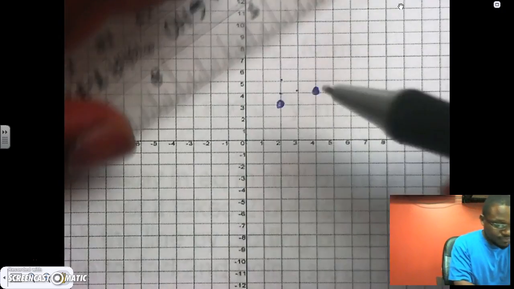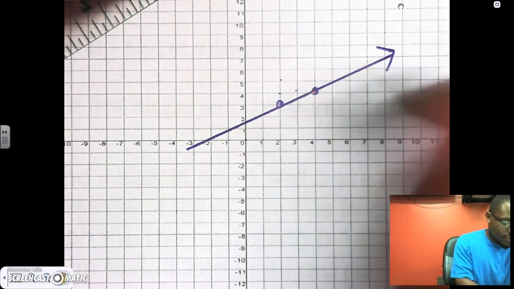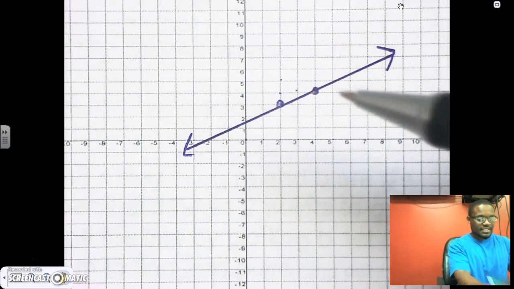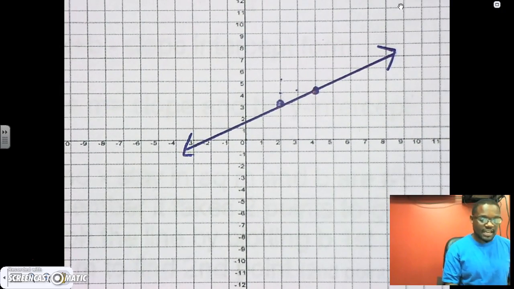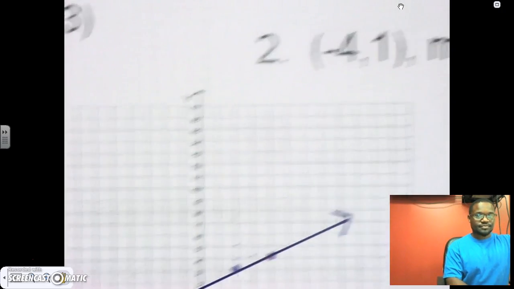But oh well. Once you come up with that, then you don't connect the dots, but draw a line through. A line doesn't stop at the dots. That's a segment. Put arrows on the end of it. That's a line.